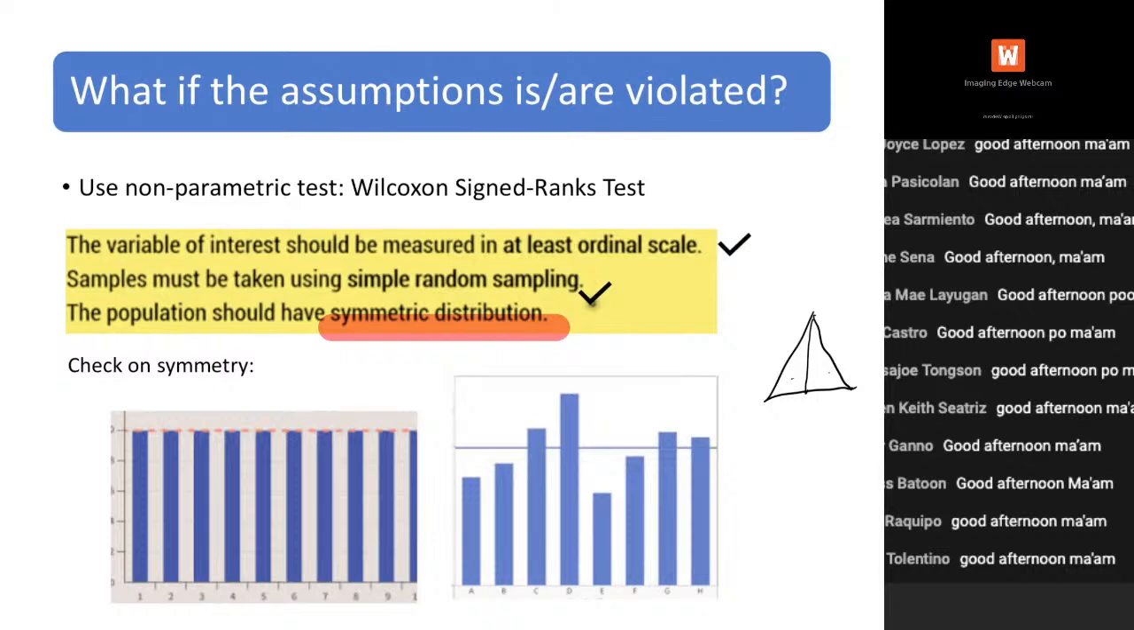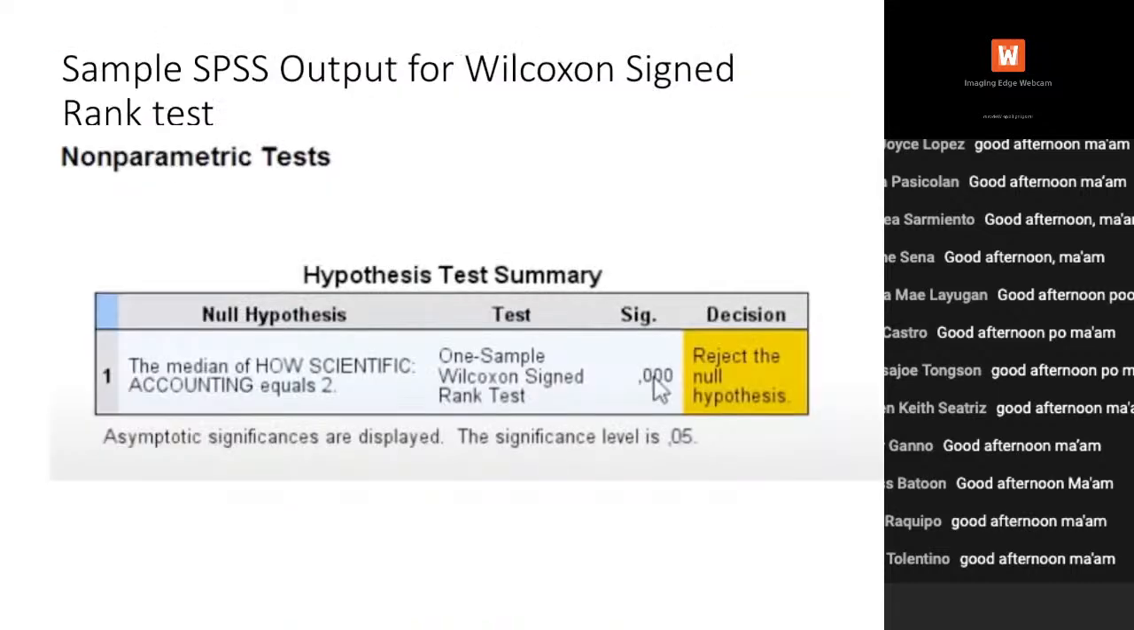So if these three are satisfied, at least ordinal, okay, samples are taken using simple random sampling, and your distribution is symmetric, then we can use Wilcoxon sign rank test. Okay, so granting na nairan na natin yung Wilcoxon sign rank test, and the SPSS output looks like this. Again, you simply look into the p-value, laging ganon. Look for the p-value because that's our basis in coming up with a decision. That's our deciding factor. Ito o, p-value, which is labeled as sig.